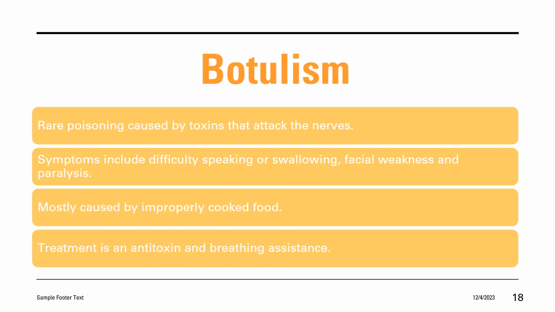Botulism is a rare poisoning by toxins that attack the nerves. Symptoms of this include difficulty speaking or swallowing, facial weakness, and paralysis, mostly caused by improperly cooked food. Treatment would be the antitoxin and breathing assistance.